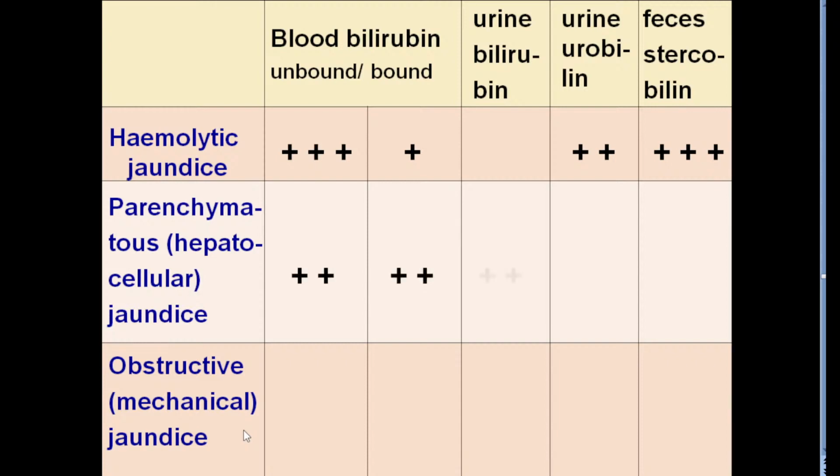Parenchymatous jaundice. Unbound and bound bilirubin are approximately the same. Urine is rich with both urobilin and bilirubin. Feces light due to diminished level of stercobilin. Obstructive jaundice. Bound bilirubin prevails in the blood. Urine is rich with bilirubin, but no stercobilin and urobilin in urine.